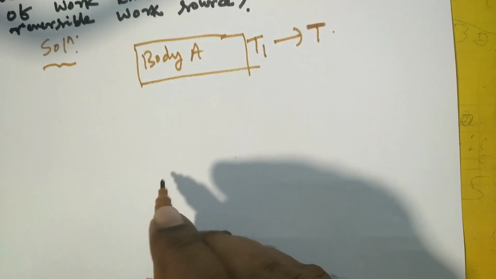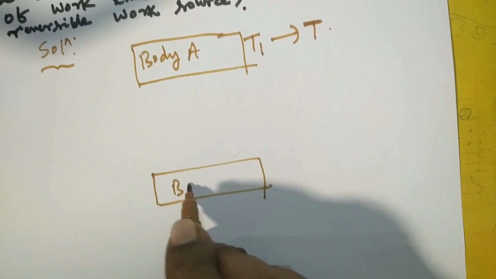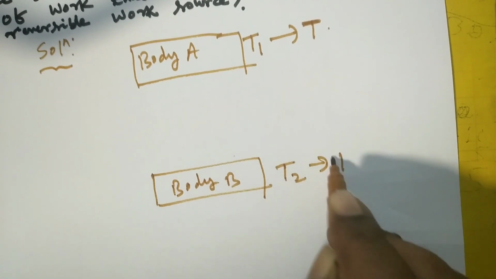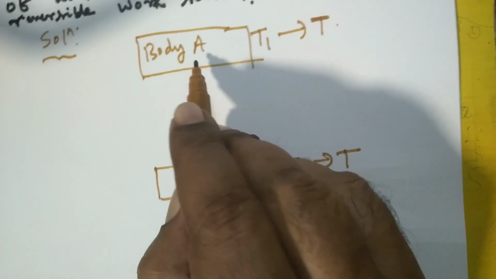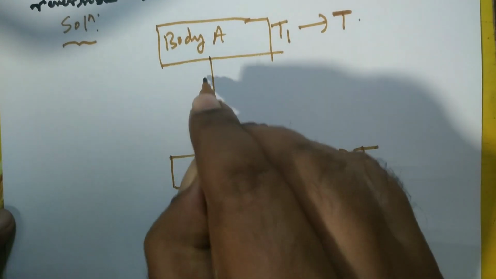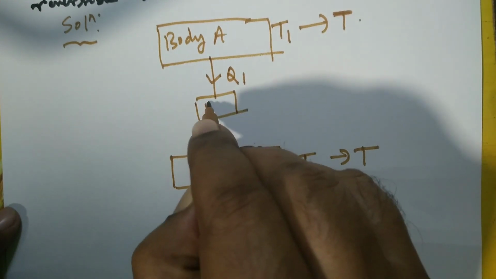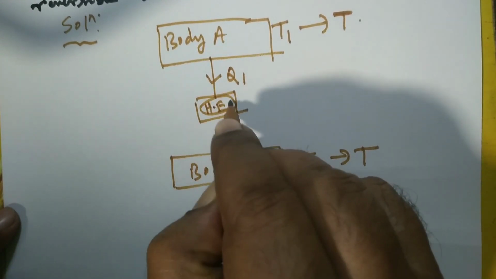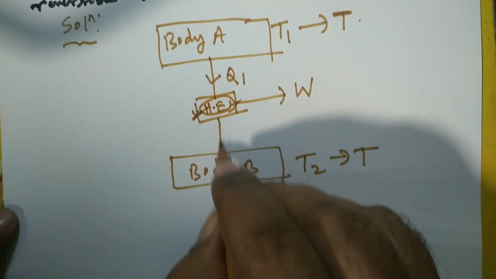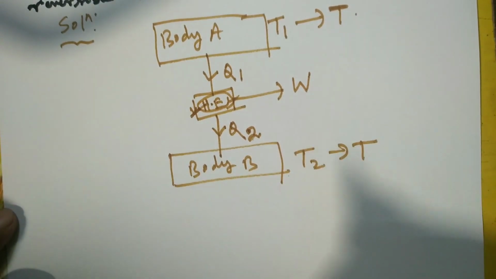So this is a body B. Its temperature will also go up from T2 to T, and the temperature of this body will go down from T1 to T. So let the heat supplied to the heat engine be Q1 and the work produced is W. Suppose the heat rejected to this body B is Q2.